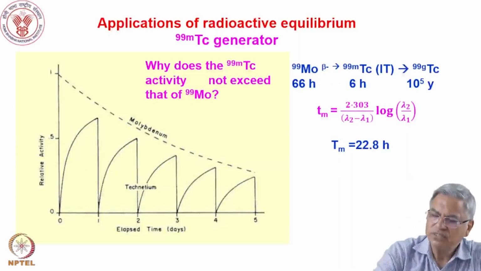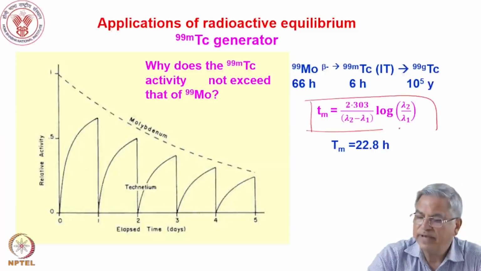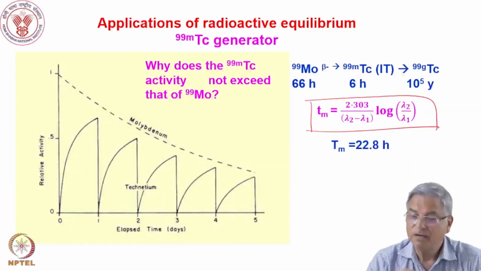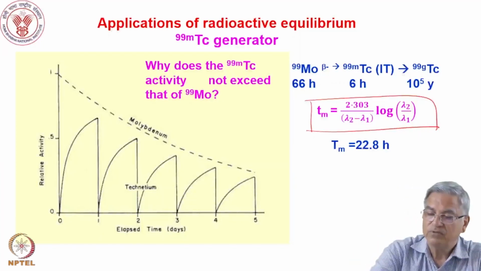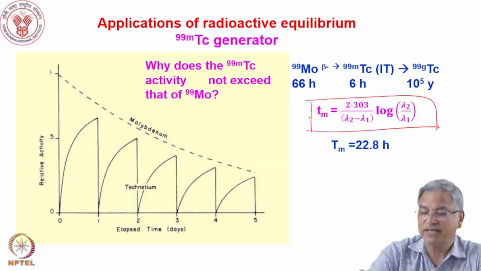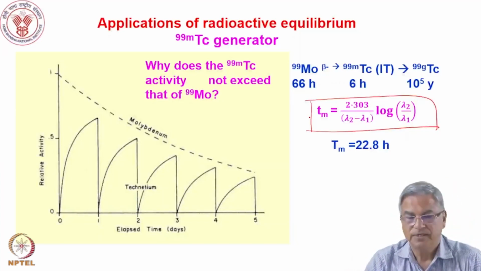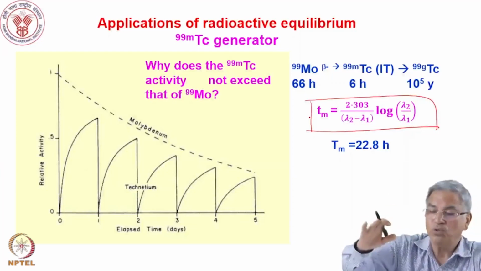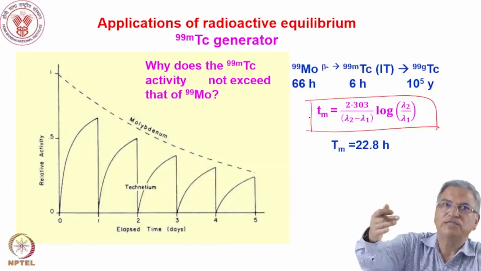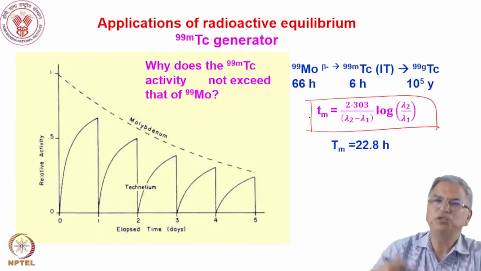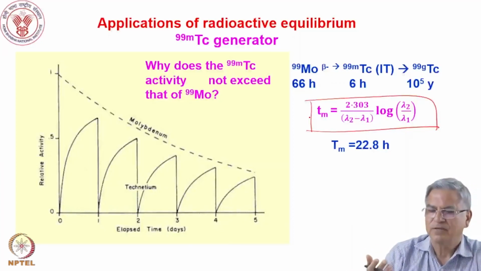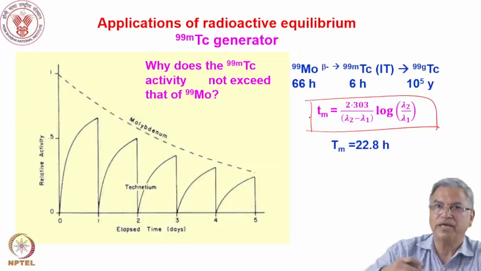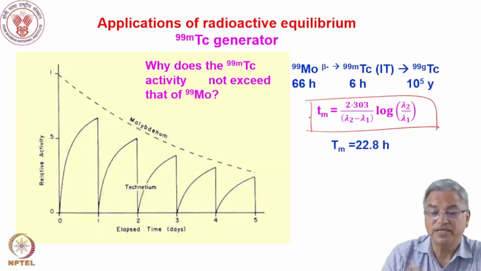Now let us calculate the time when the activity of technetium-99m will reach a maximum. Using the formula we just derived, the time taken for technetium-99m to reach its maximum is 22.8 hours. So the technetium-99m activity will grow in the sample, reach a maximum, and you can then separate technetium-99m and use it for investigation and diagnosis like SPECT analysis. After one day, 22.8 hours, you again have the same amount of technetium in the column. This is the concept of a radioisotope generator.